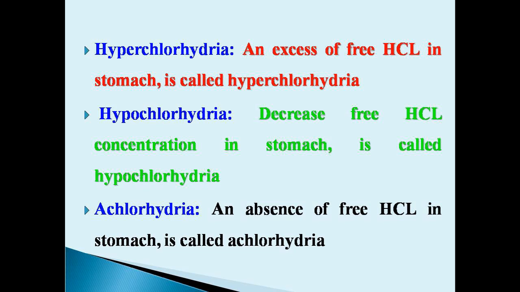Here are some pathological conditions related to gastric acid secretion: hyperchlorhydria, hypochlorhydria and achlorhydria. An excess of free hydrochloric acid in the stomach is called hyperchlorhydria. When there is decreased free hydrochloric acid concentration in the stomach, it is called hypochlorhydria, and the absence of free hydrochloric acid in the stomach is called achlorhydria.